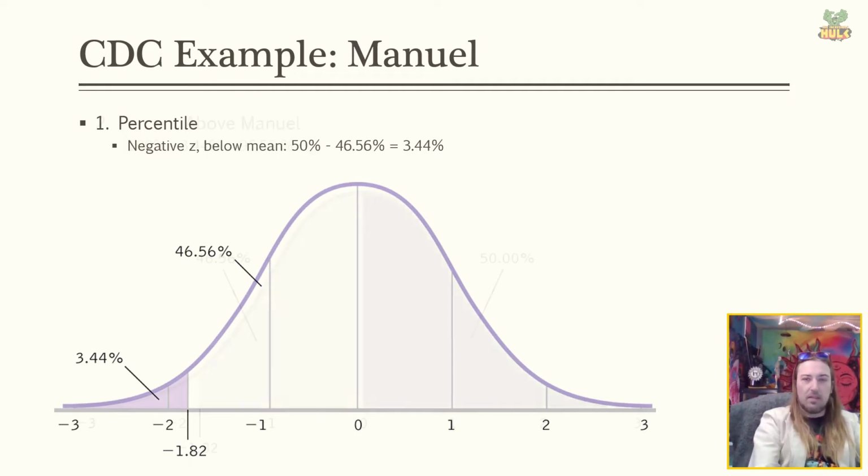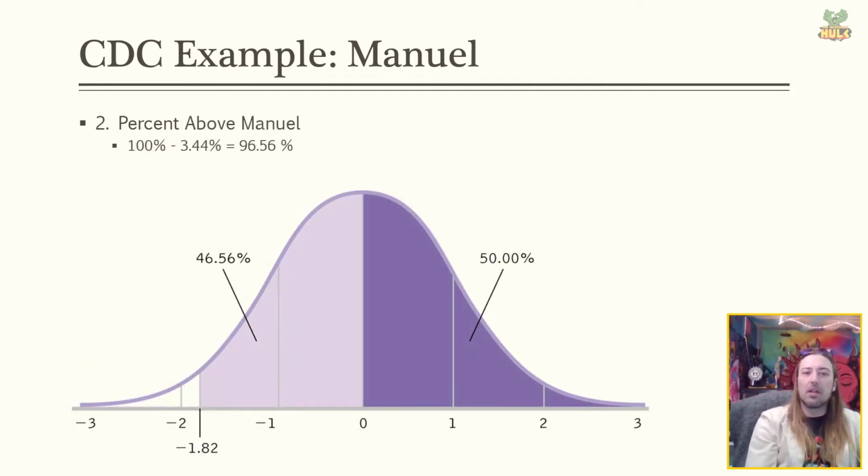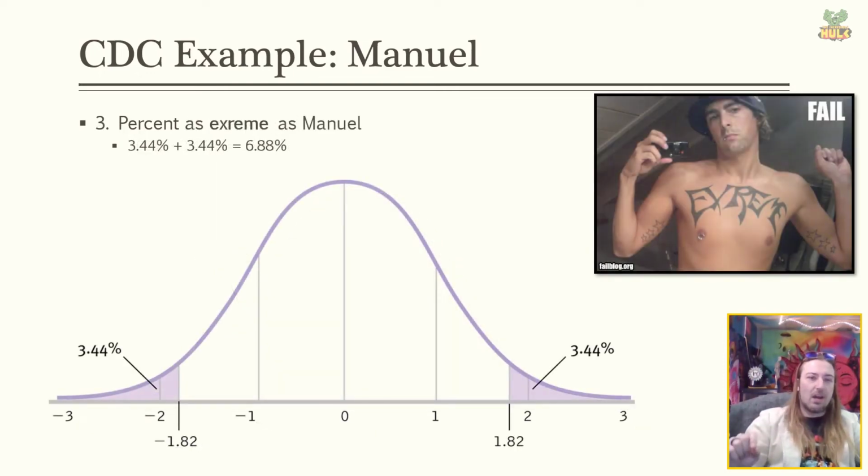Well, that would mean then that roughly 97% of the population is taller than Manuel. So now we're starting to see that in Manuel's case, his height is a particularly unusual event if roughly 97% of the population is taller than Manuel. Now we can talk about, just like before, what percentage is as extreme into the tails as Manuel. Well, if 3.44% is farther than him into the tail on the negative side, it'd be the same thing as the positive side, and we'd end up with roughly 7% of the population being as far from the mean as Manuel. As extreme, as this guy's messed up tattoo says, from the population as Manuel.